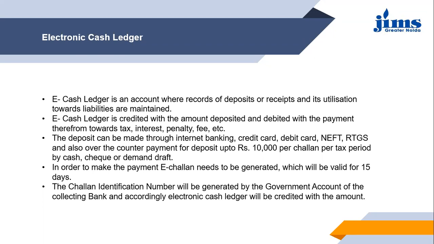The funda is the same as you deposit a certain amount in your bank account, and out of that amount you pay a certain person. So the same thing happens here also: you first need to credit your cash ledger with a certain amount that you need to use in future for payment of your GST obligation. So on one hand, you're depositing cash in your GST cash ledger, and later on you are debiting that cash ledger while paying out your GST obligations.